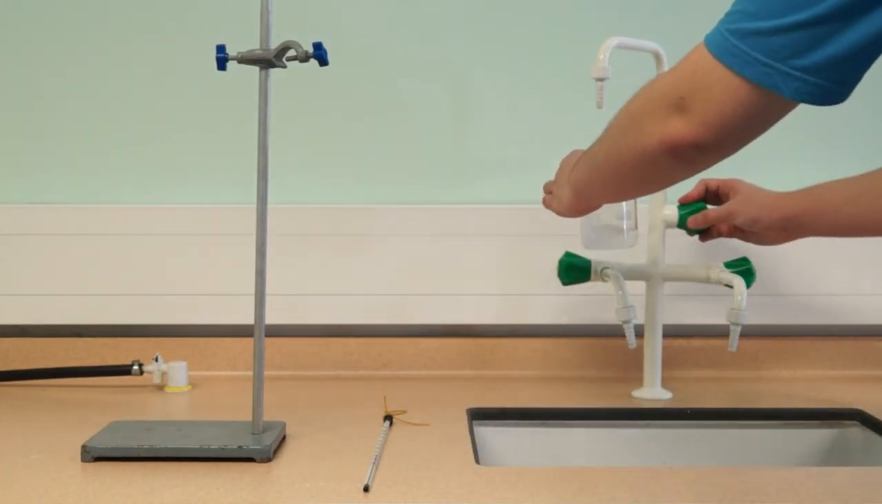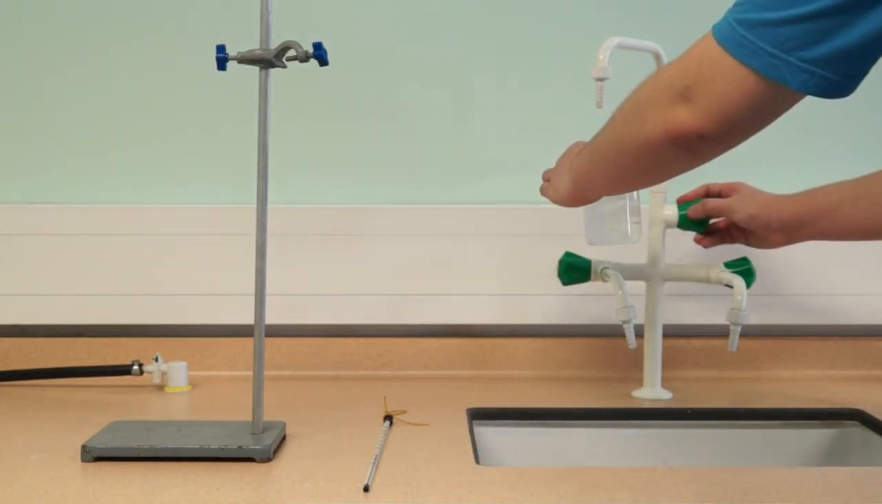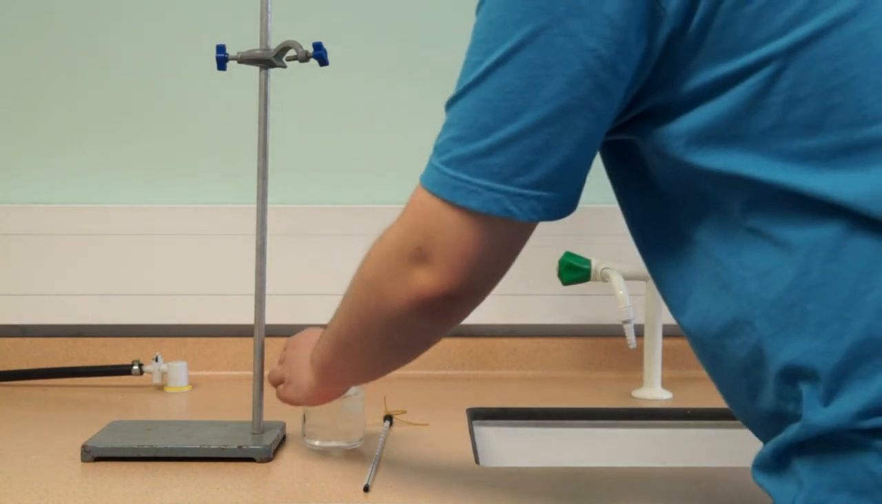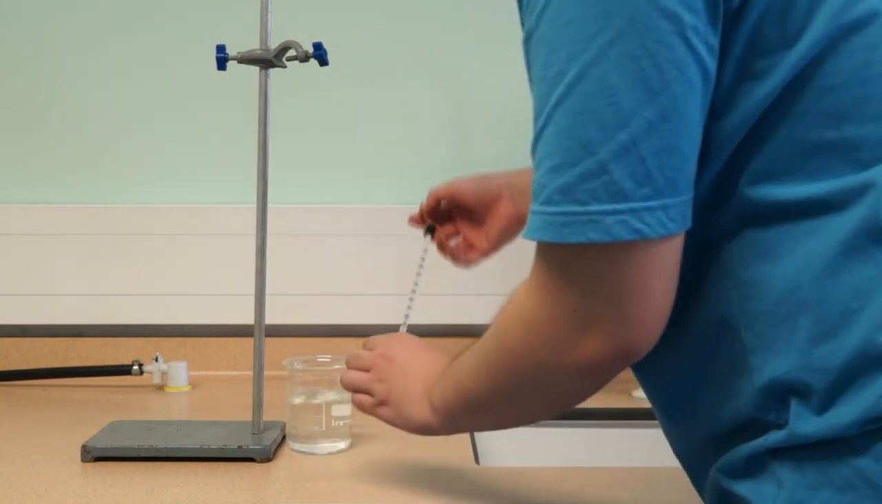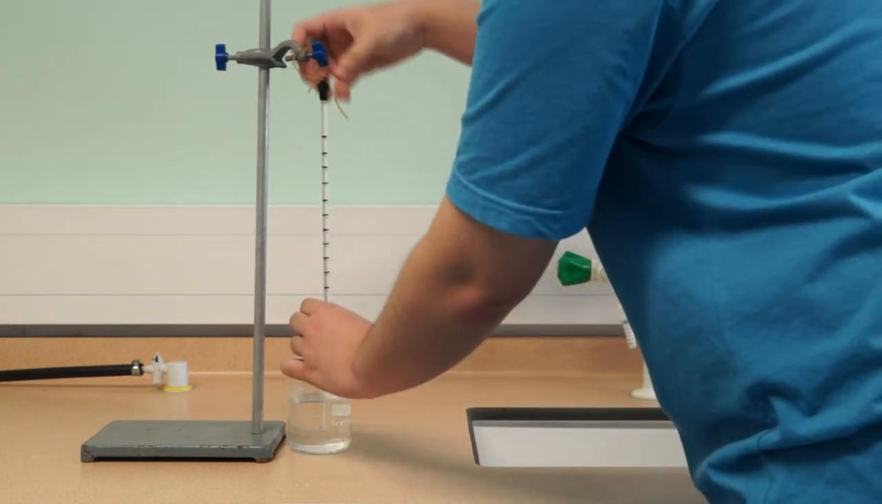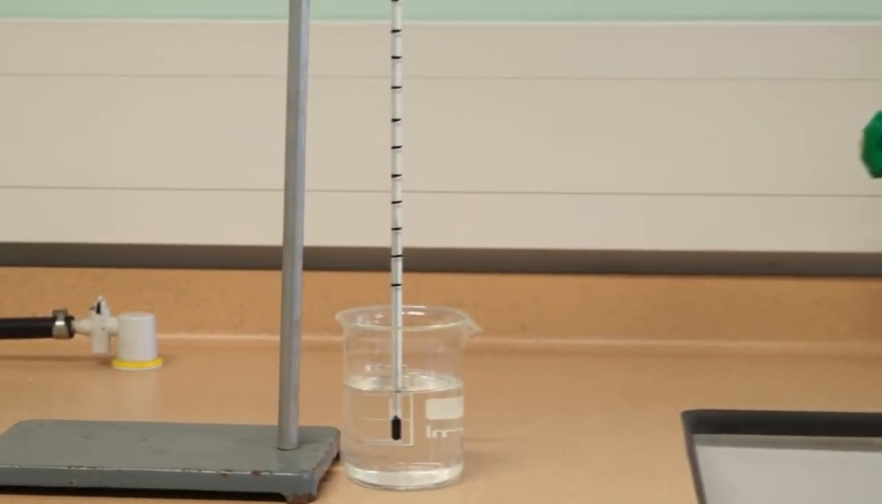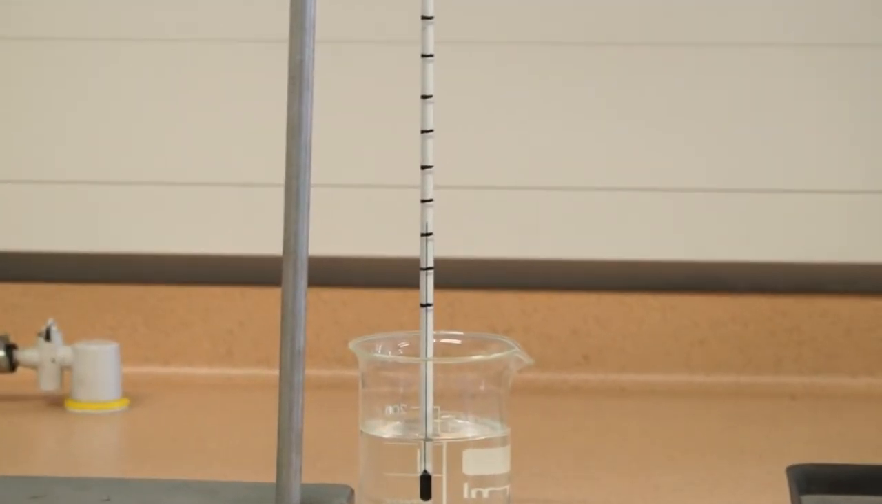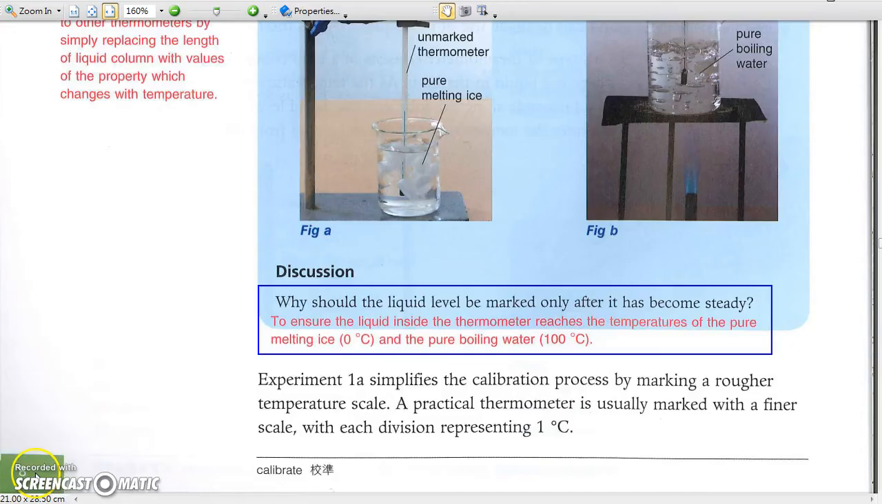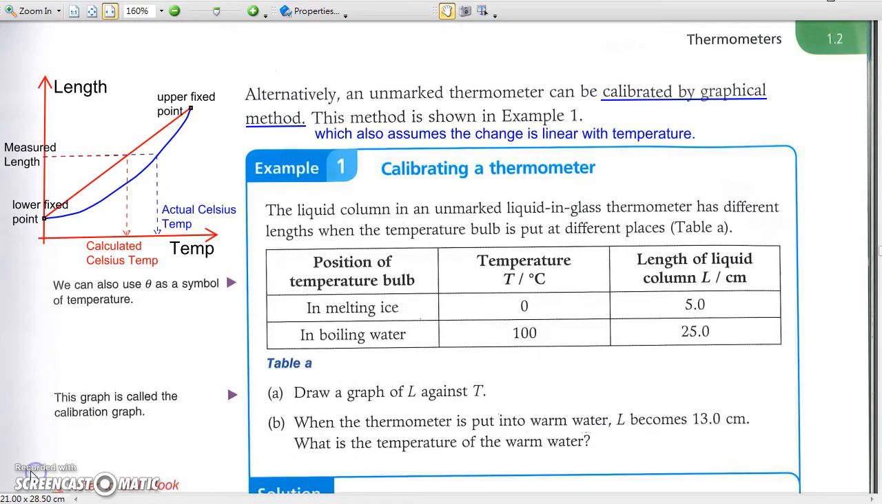Use this calibrated thermometer to measure the temperature of tap water. What is the reading? As it takes time for thermal equilibrium between the thermometer and the beaker of water, the liquid level should be marked when it becomes steady.